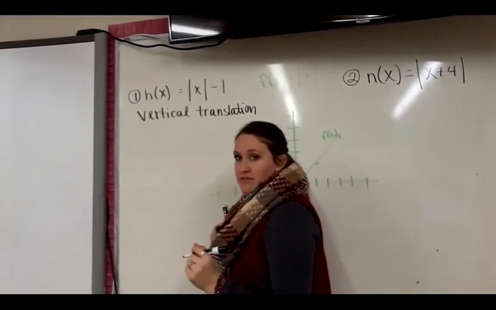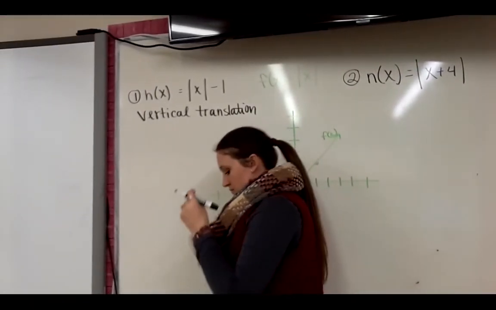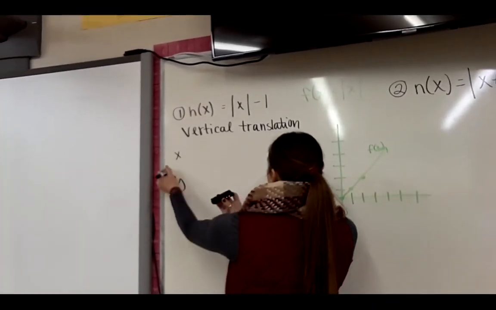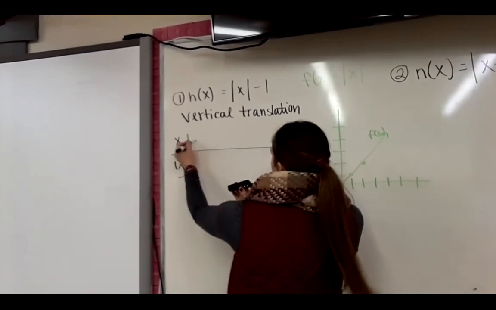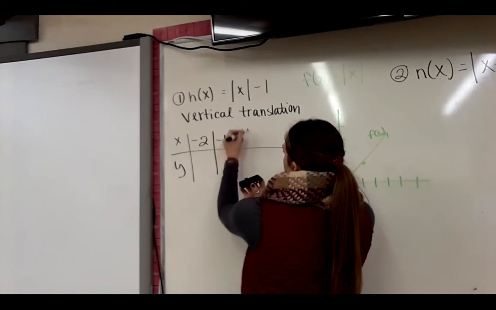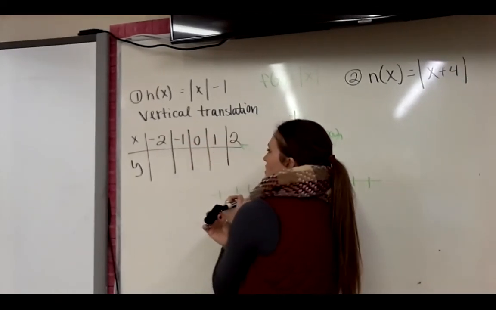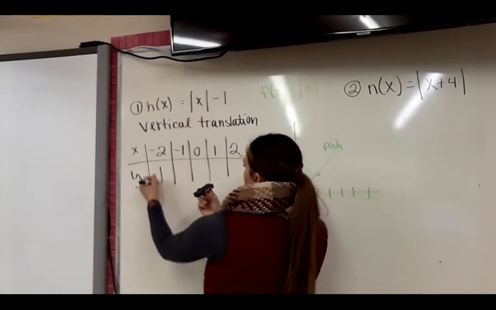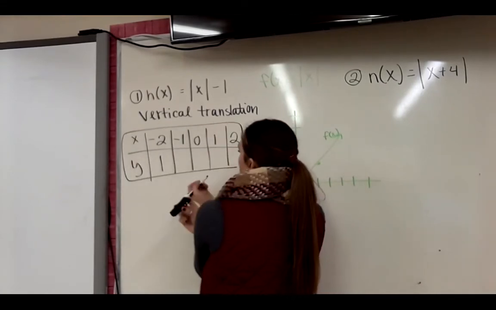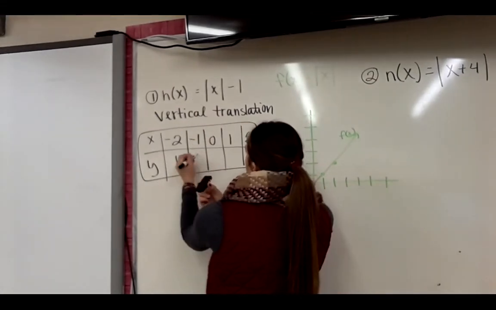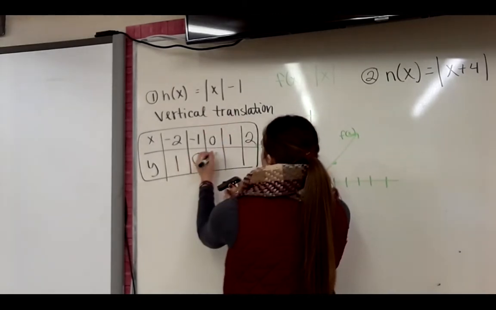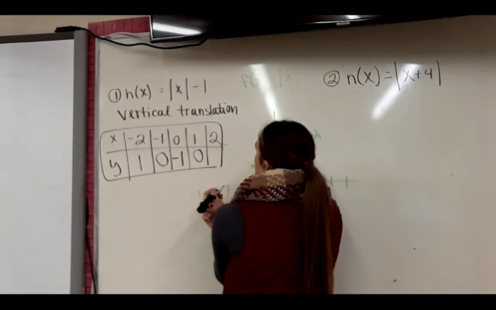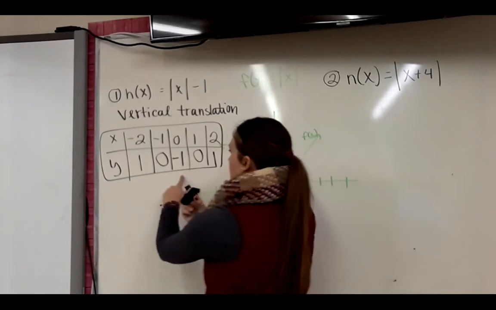Okay, and we can make a table to find some of our values. All right, so for x and y, we're just going to plug in some numbers. I'm just going to make it easy. We just have to find where the vertex is. So when I plug those in, the absolute value of negative 2 is positive 2. Then 2 minus 1 is 1. Negative 1, absolute value of that is 1. Minus 1 is 0. Plug in 0, you're left with negative 1. 1, absolute value of that is 1. Minus 1 is 0. And then absolute value of 2 is 2. Minus 1 is 1. So our vertex is right there.